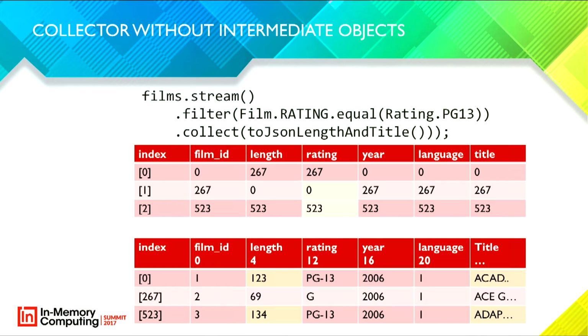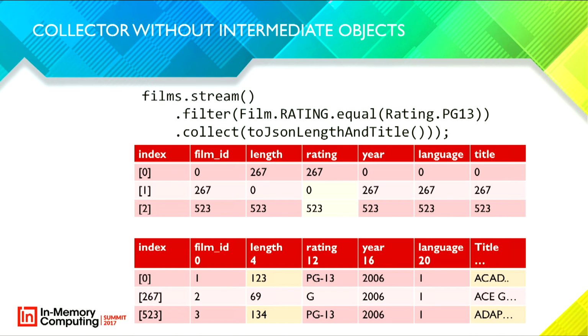So what about a stream? How does it look like? Well, if we take this example, we have film streams and filter rating equal PG13, and we collect them somehow. This is actually an answer to questions, almost. We have a collector that we have defined in advance, toJSON with length and title, a function that returns a collector that does this.